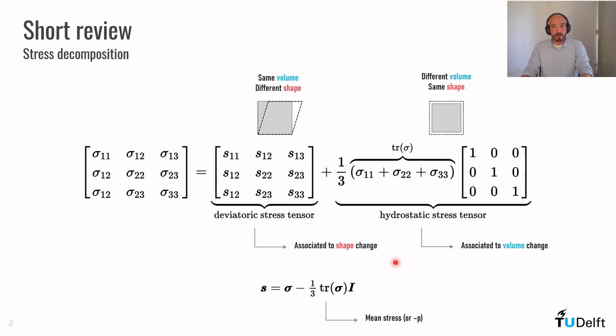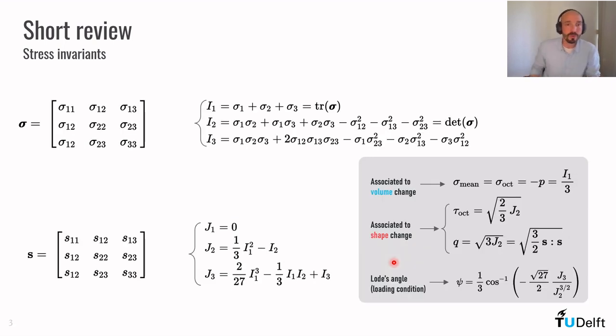Okay, the next concept I want to review is the idea of stress invariants. Stress invariants are characteristics of the stress tensor, or any second order tensor, that don't change when we rotate our coordinate system. Suppose, for example, I have this object here. If I apply a certain stress, a certain loading condition to this object, the stress doesn't change if I change the coordinate system.